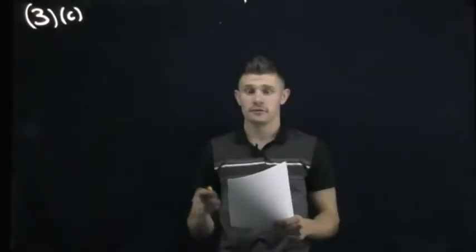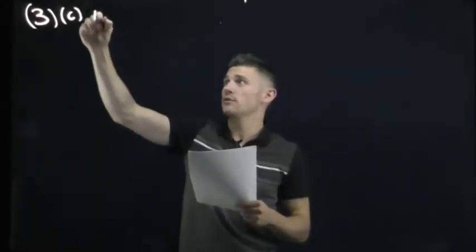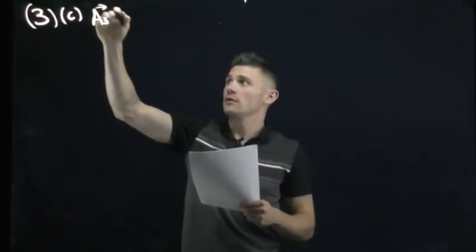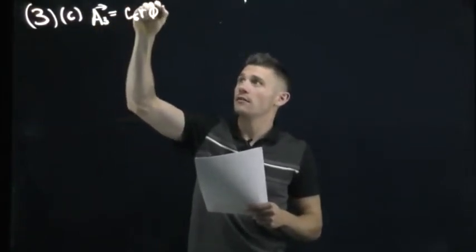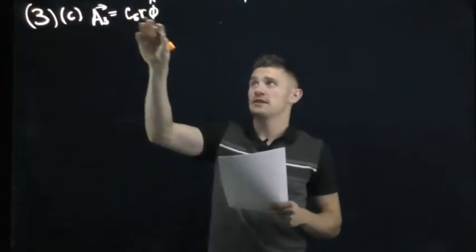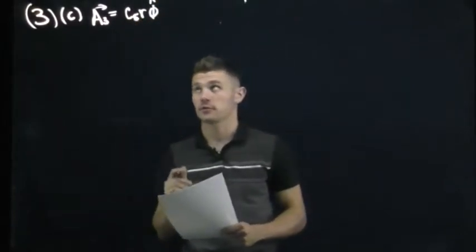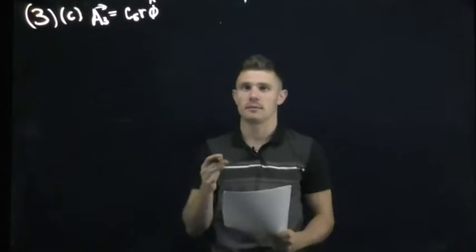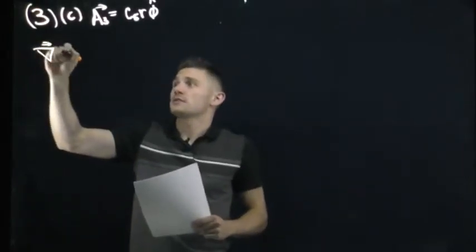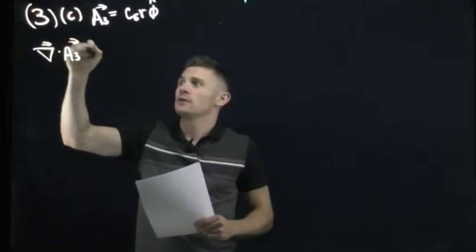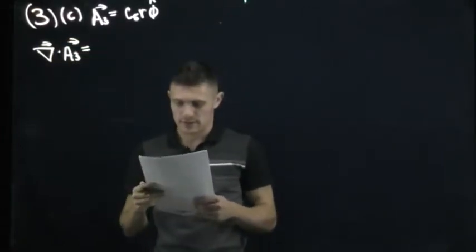So the vector field for part C, A3, is equal to C5 R phi hat, which I look at this, I see R, I see phi hat, I think spherical coordinates. Again, electrostatic, magnetostatic, we need the curl and the divergence. We start with the divergence of A3 in spherical coordinates. Again, take that from your formula sheet.